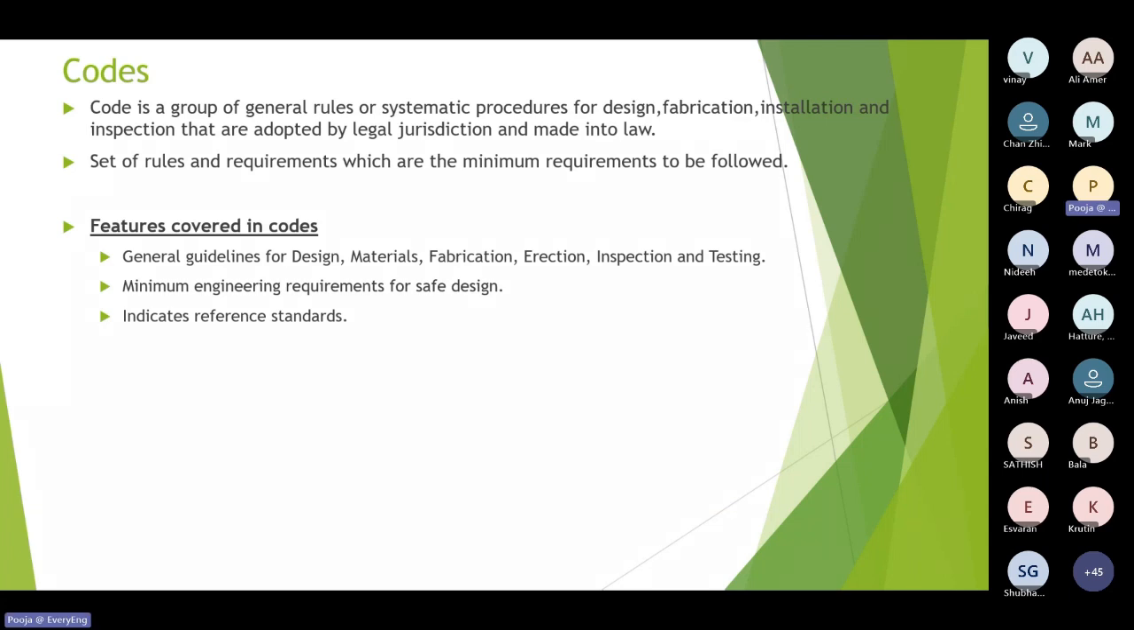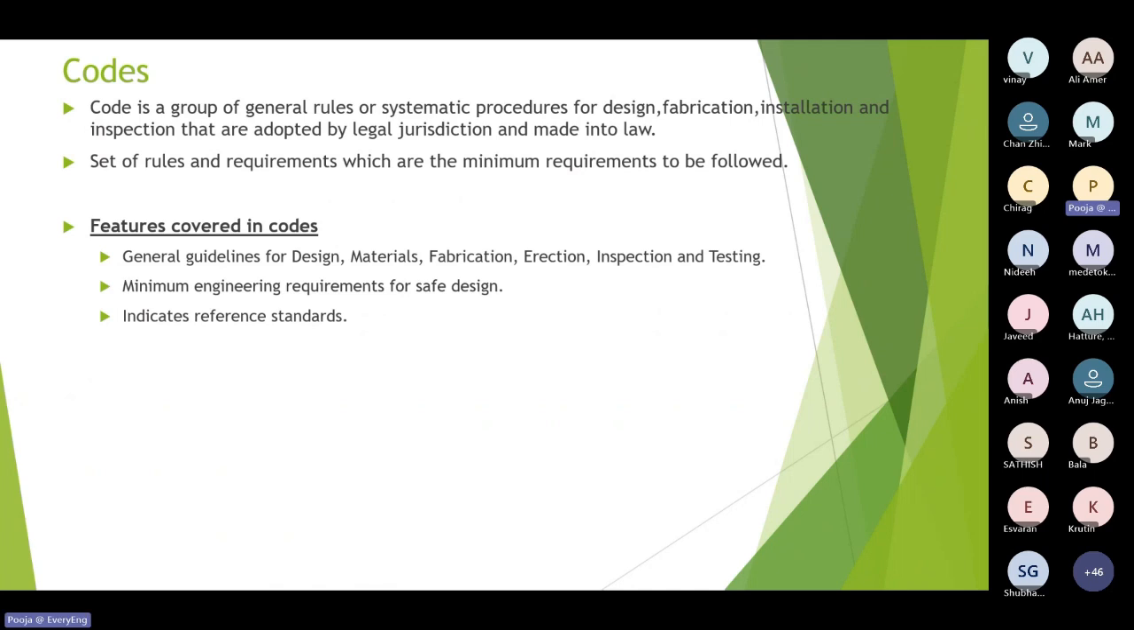So there are two terms. One is a code, another is a standard. By definition, a code is a group of general rules or systematic procedures for design, fabrication, installation, and inspection that are adopted by legal jurisdiction and made into law. As I said, for quality purposes we have to follow something, and these are quality documents prepared by some agencies. These are the set of rules and requirements which are the minimum requirements to be followed.